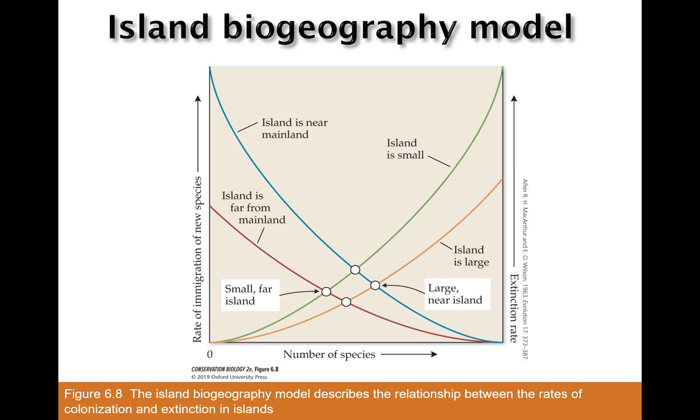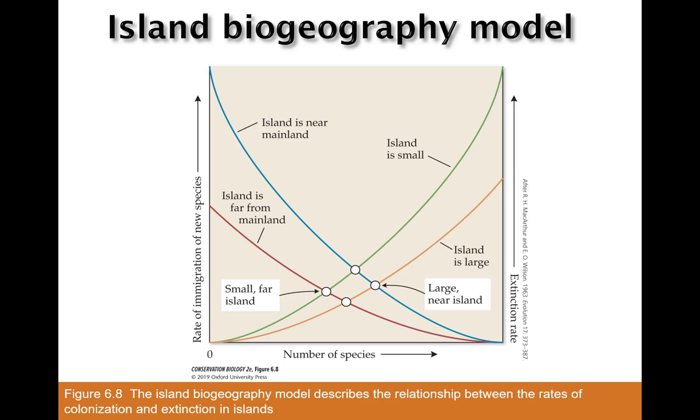Colonization rates are going to be highest for islands near a mainland population source, because species can disperse over shorter distances more easily than longer ones. That's why we have a higher colonization rate in those places. The extinction rates, though, are highest on small islands where both population sizes and habitat diversity are low, because the island is small.